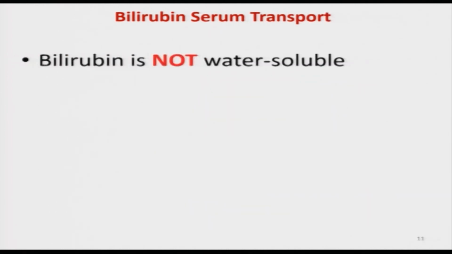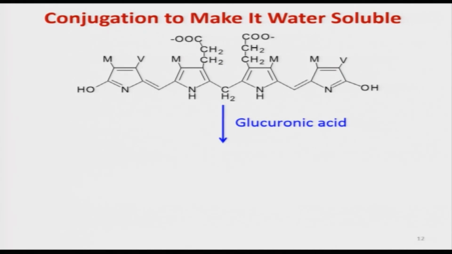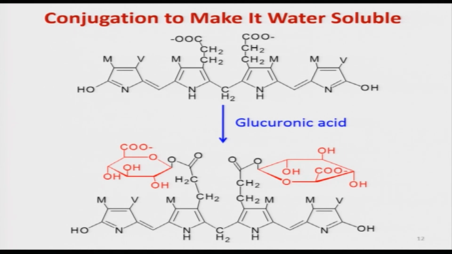Now, this bilirubin is not water soluble. This is a big problem, and this bilirubin binds to serum albumin, which carries it in the blood. Now, it has to be made water soluble, otherwise how does it excrete from our body? Bilirubin, after conjugation with glucuronic acid, converts to a conjugate, and it becomes water soluble, and it can be excreted through our body.